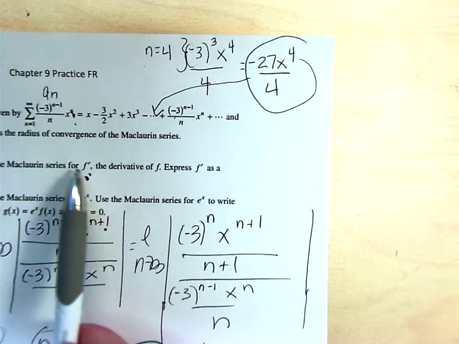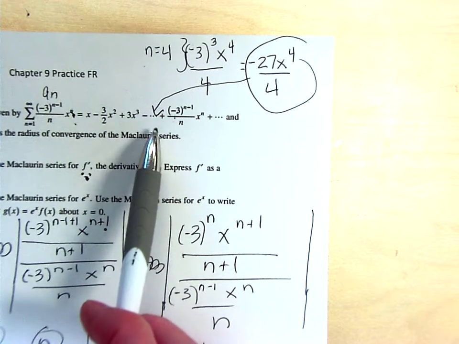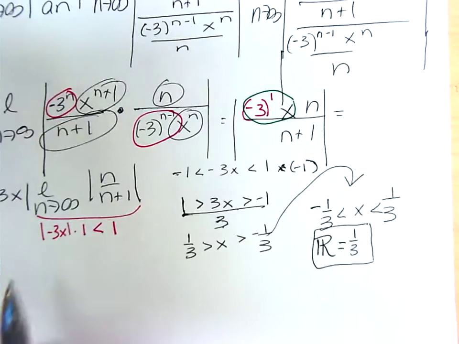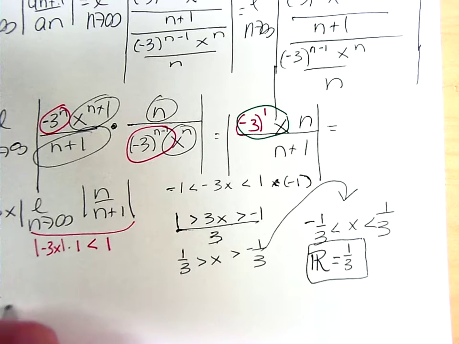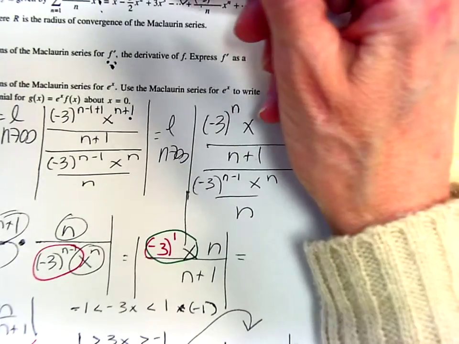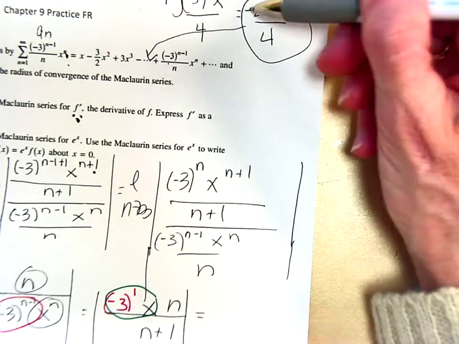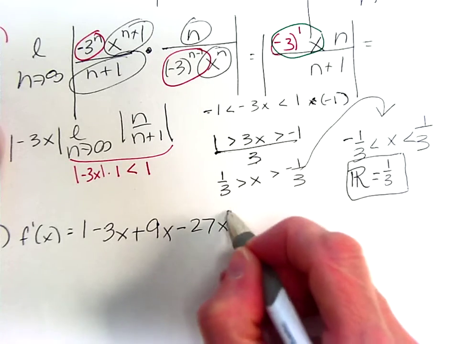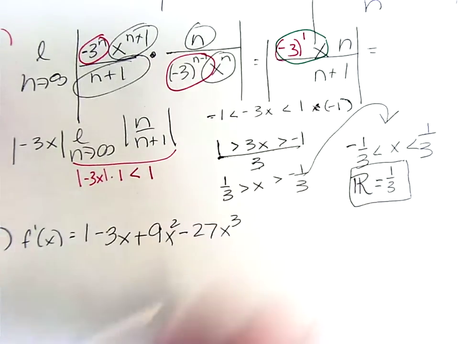So when they ask you to find f prime, just differentiate the first 4 terms of this polynomial. This one is that easy. So f prime of x, use their notation, is 1 minus this times this exponent, subtract 1, is going to be minus 3x. This times this, subtract 1 from the exponent, is going to be 9x. This times this, subtract 1 from the exponent, is going to be minus 27x cubed.